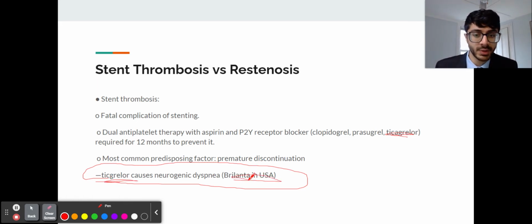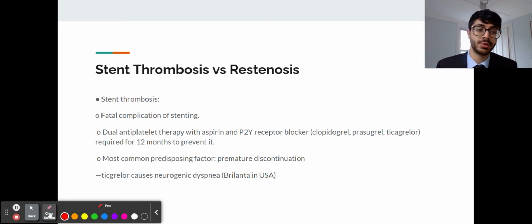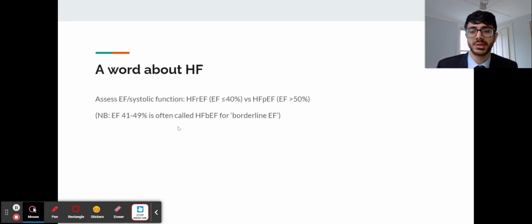Comes in the name Brilinta in USA, and just neurogenic dyspnea. This is written in First Aid as well. If you go to hematology and go to the drugs in the end, this is written there. So it's just something you want to keep in the back of your mind, because you'll be thinking, is this another MI? Is this heart failure? Is this COPD? And it's actually the medication. So know that this causes neurogenic dyspnea.